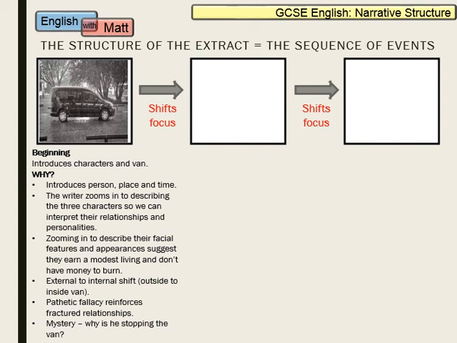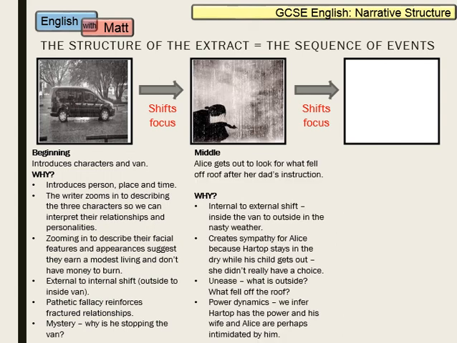As we then move into the middle of the extract, the image changes. We then get an image of a girl in the rain because Alice gets out to look for what fell off the roof, and her dad's instructions to her suggest that he isn't that caring. Again, we have an internal to external shift this time because we go from inside the van where they're all sat to outside where Alice is walking in the rain in the road to see what fell off the roof. So we have another shift there from internal to external this time.